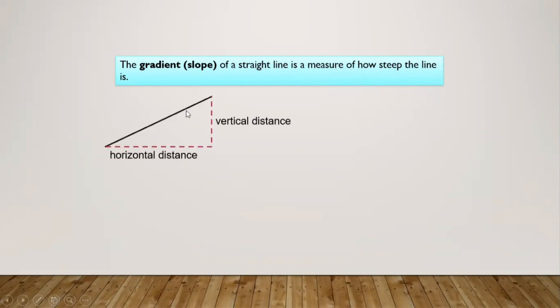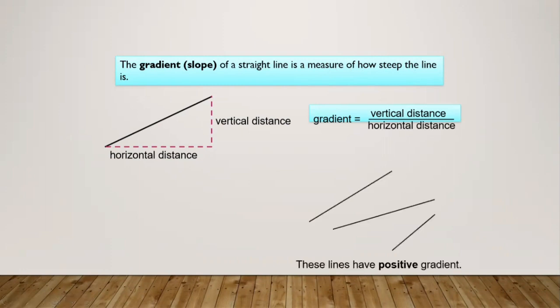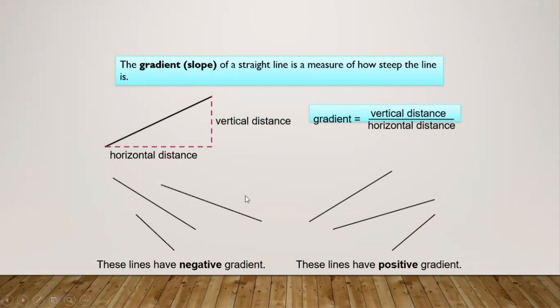Now you can see a line. For the steepness, we calculate the vertical distance and horizontal distance, and the gradient is given by the ratio of vertical distance and horizontal distance. That is, vertical distance divided by horizontal distance gives the slope of a line. Here, you can see that these lines are sloping from left towards right. These lines have a positive gradient, and the lines which slope from right to left have a negative gradient.